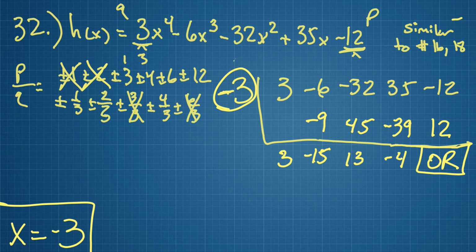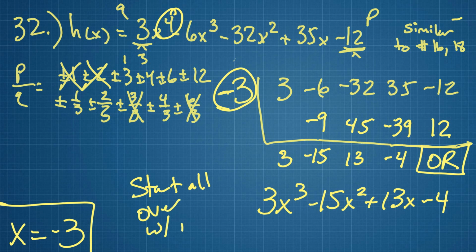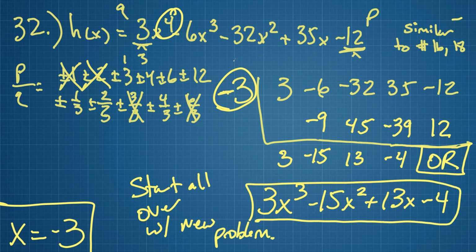Now the thing is, we started with something to the 4th power. So this isn't an x squared answer. It's 3x cubed minus 15x squared plus 13x minus 4. Which means I basically have to start all over with a new problem. So on the next page, I'm going to pretend like this is a brand new problem, and that's my answer. That's my question.